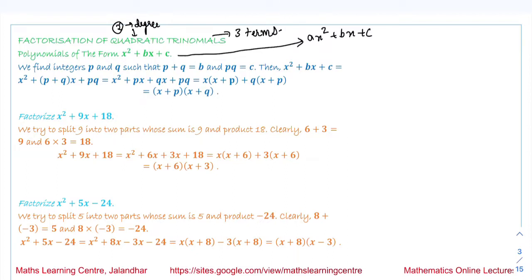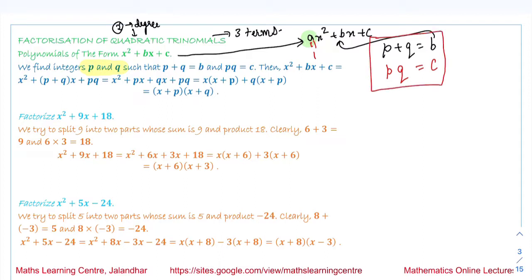The method is that we have to find two integers p and q such that p plus q is equal to b, that is the coefficient of x. It is important that we are considering a to be 1, and the product of p and q should be c. If we find such numbers, then we can write this as x square plus (p plus q) times x plus p into q.